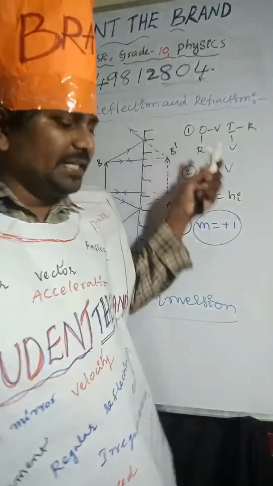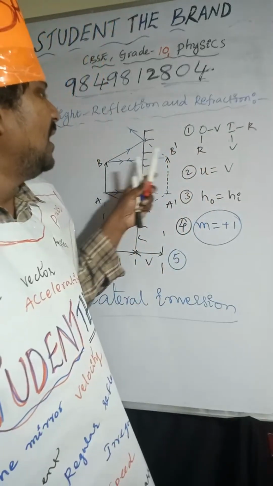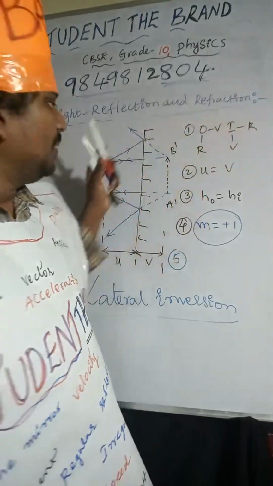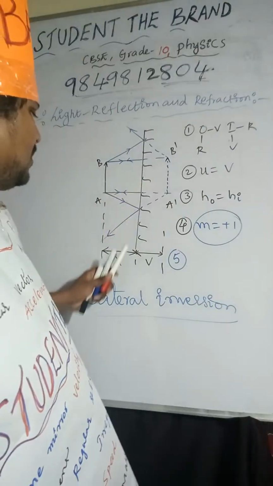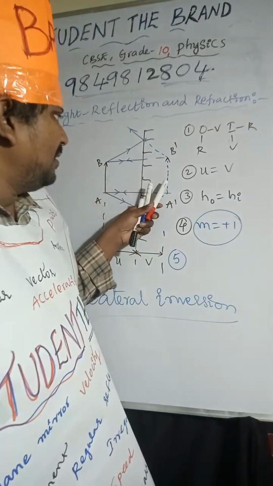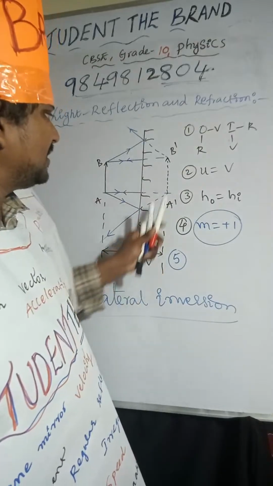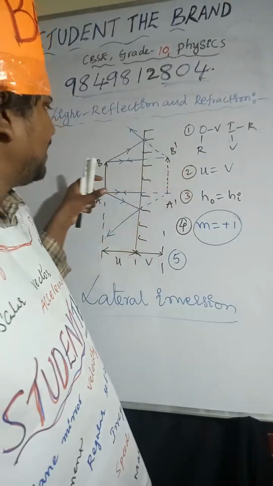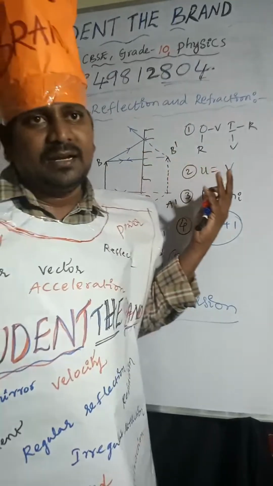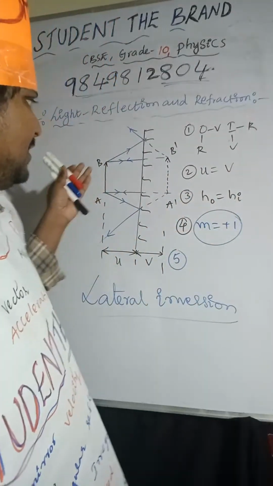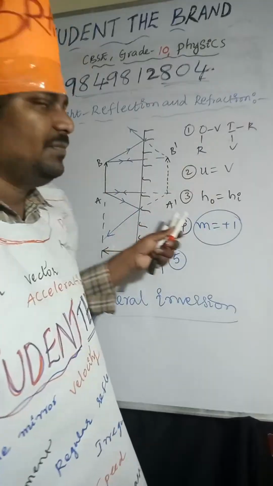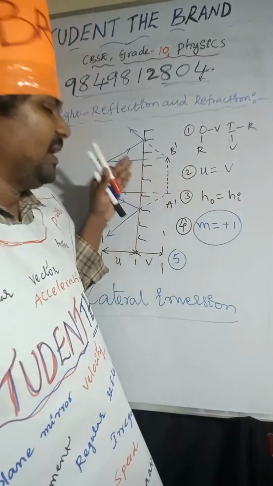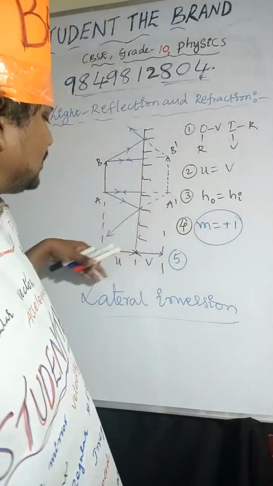Once again, object is real, image is virtual. If object is virtual, image is real. The distance between object and mirror is called object distance. The distance between mirror and image is called image distance. Height of the object is equal to height of the image, and size also. The size of the object is equal to the size of the image. Magnification of the plane mirror is +1, and it also shows lateral inversion.